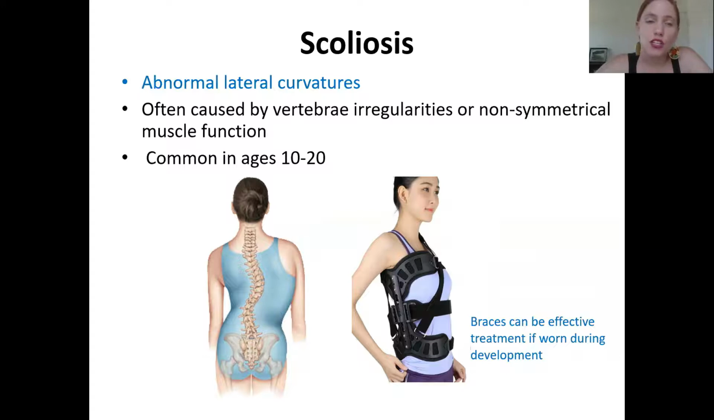And the good news is if you catch scoliosis soon enough, you can correct it fairly easily, and I say easily, but they would have to wear a brace. Braces are usually typically pretty effective, they just have to be worn consistently. And, you know, I understand that could be hard when you're a teenager, but catch them early and you can get them fixed before they get worse.